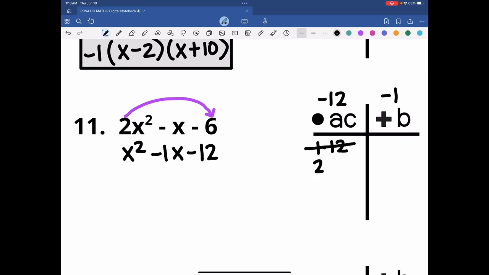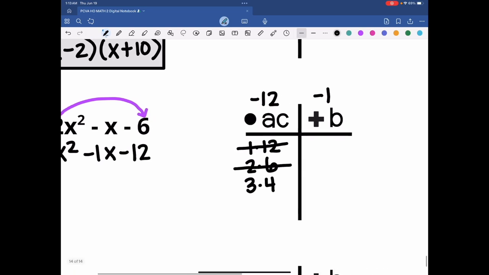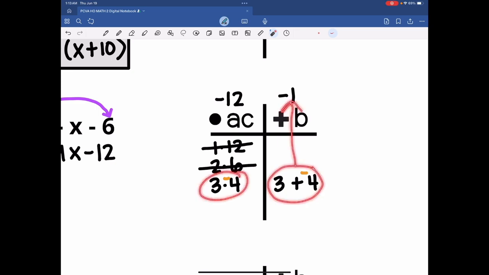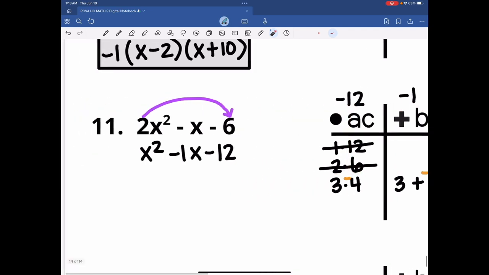So we have 2 and 6. There's no way 2 and 6 can add together to give me 1. And then we got 3 and 4. So 3 and 4 are 1 apart, so we can make that work. We just got to figure out what to do about a negative. So we need negative 1, so we need to make that negative 4. And we should be able to see 3 plus negative 4 does equal negative 1. 3 times negative 4 equals negative 12.